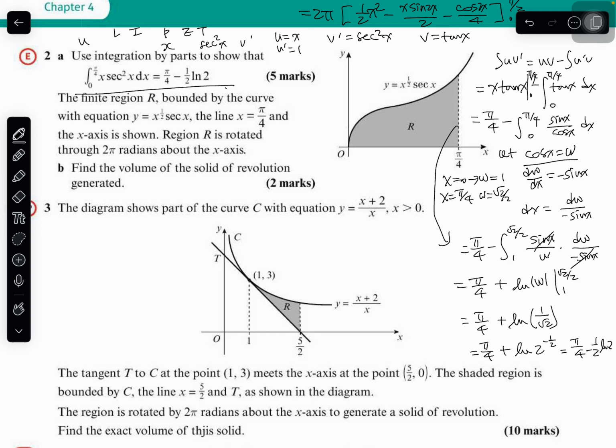So this is just a 2 mark. Integral pi y squared from 0 to pi over 4 dx. So pi integral 0 to pi over 4 of x secant squared of x dx. So we just multiply pi here. So pi squared over 4 minus pi over 2 ln 2.